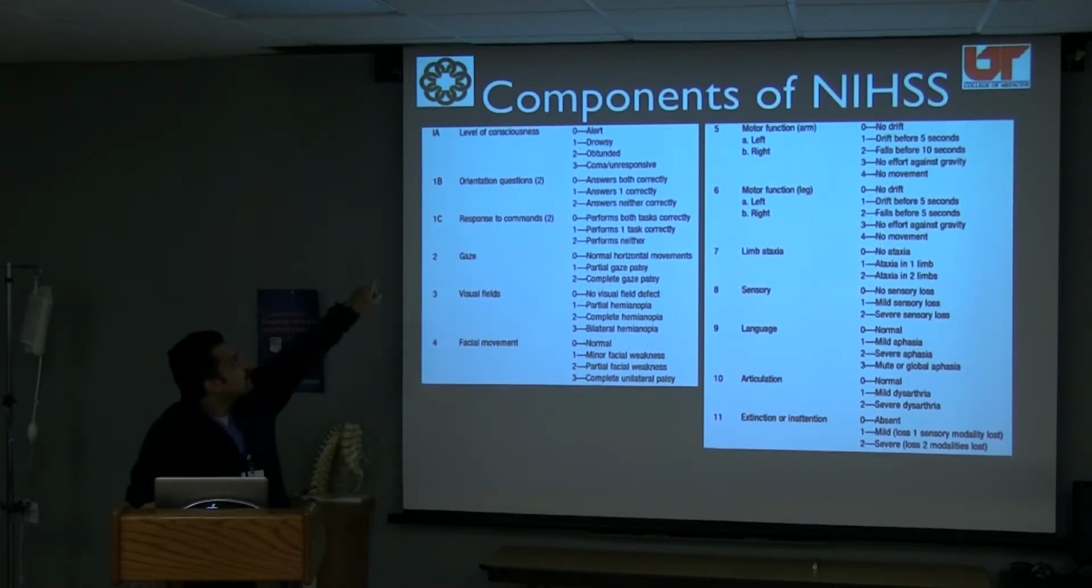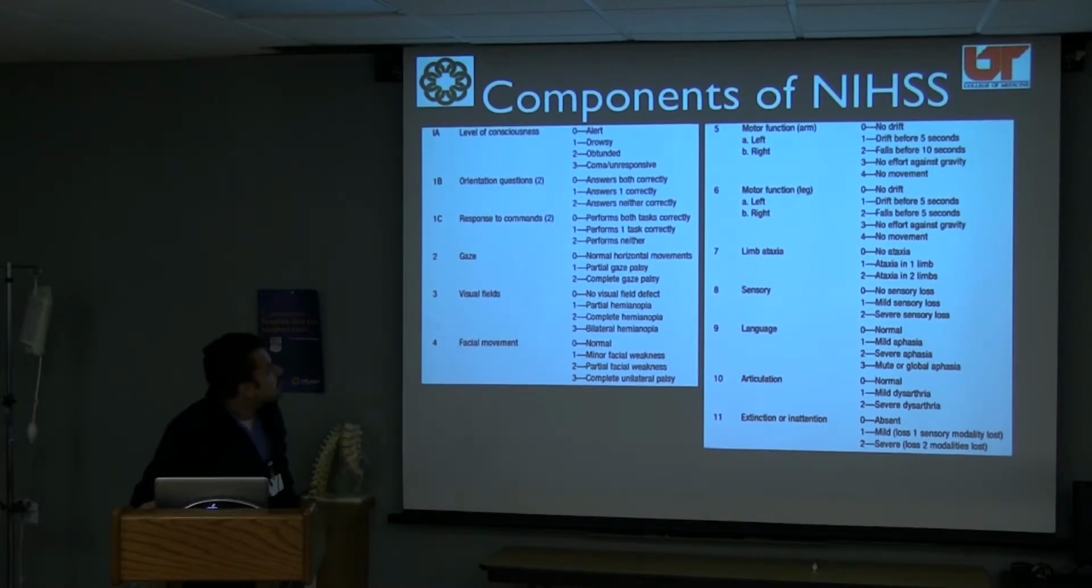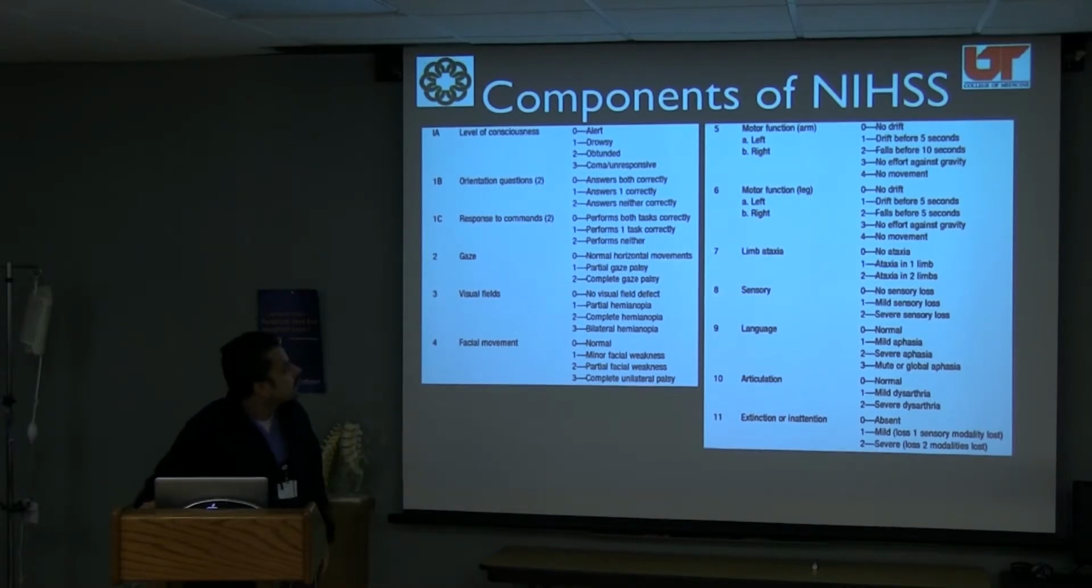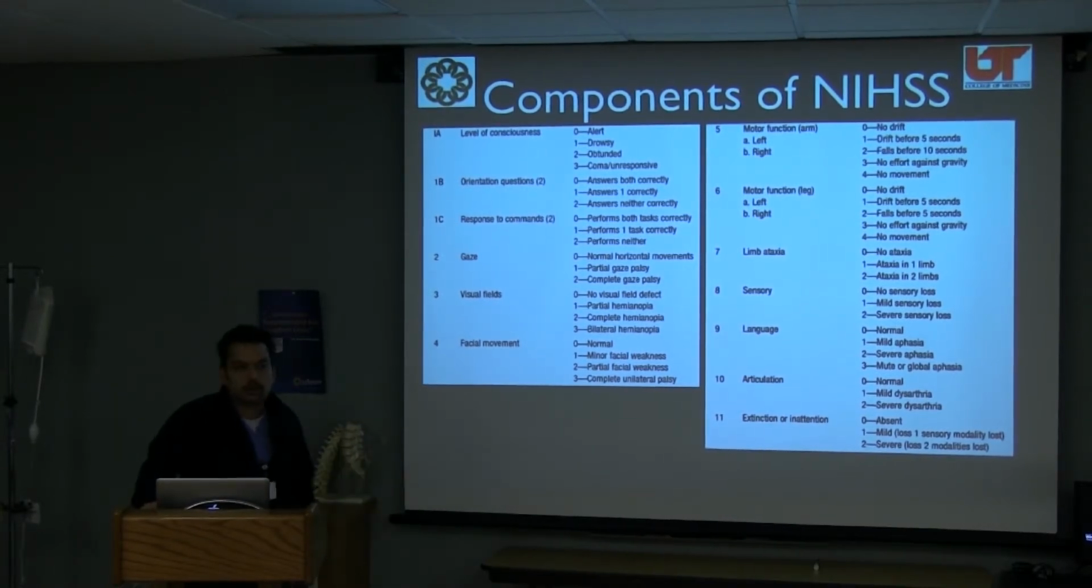Now, the most important thing is 1A, the level of consciousness. We want to know what the patient looks like, irrespective of whether it's a right brain or left brain stroke. So, same questions: looks alert, looks drowsy, or obtunded. If someone was alert and is getting drowsy to obtunded, that's very important. Orientation questions, you can ask any questions. You don't have to ask the same questions every time. What's your name? What's the month? You can modify your questions.